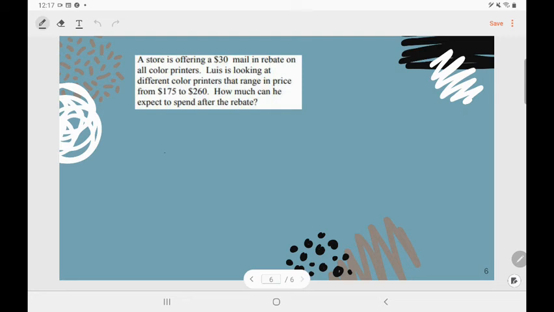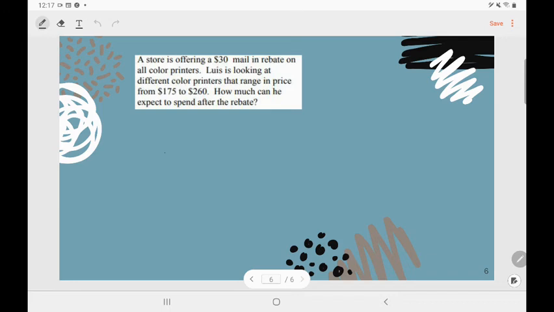We're going to start by reading. A store is offering a $30 mail-in rebate on all color printers. Luis is looking at different color printers that range in price from $175 to $260. How much can he expect to spend after the rebate?